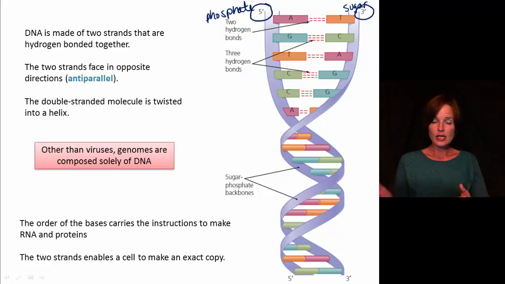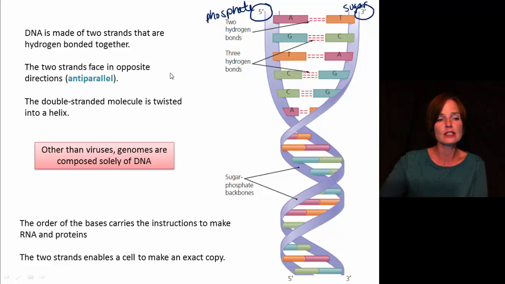And having the two strands there is also extremely important because these two strands are going to enable the cell to make an exact copy of itself. And that's something that's important every single time a cell is going to replicate. They would have to be able to copy all the genetic information so that they have copies for those new cells that they're producing.